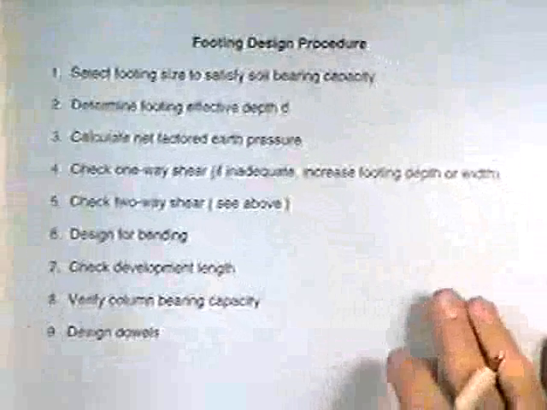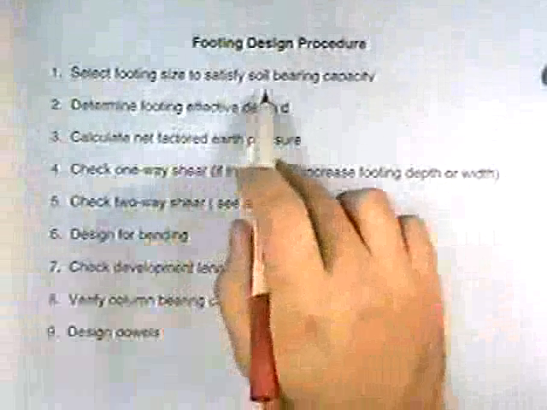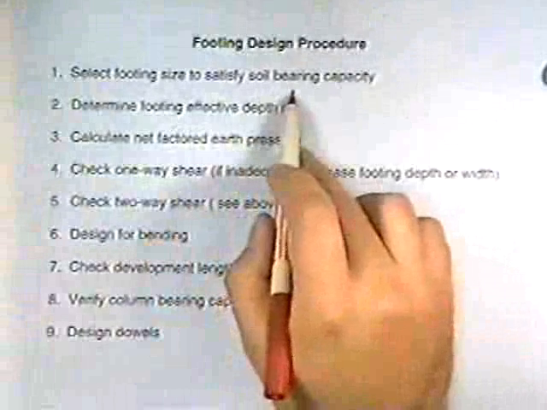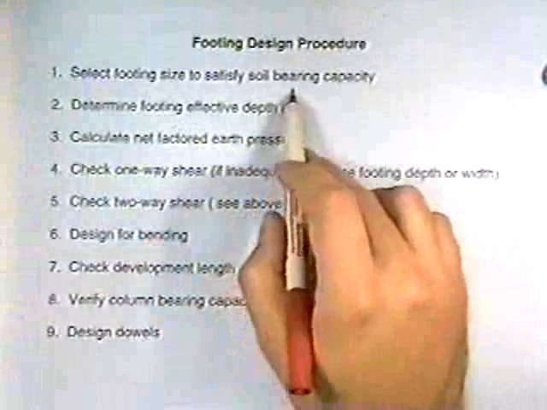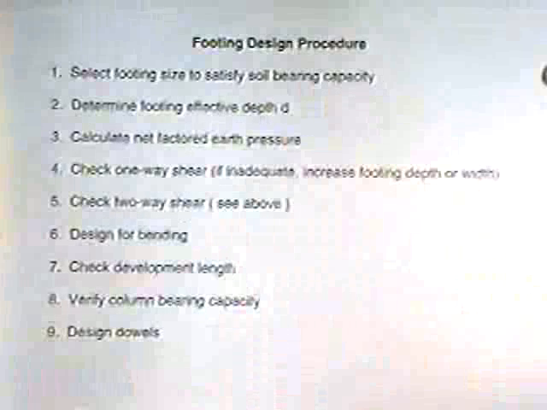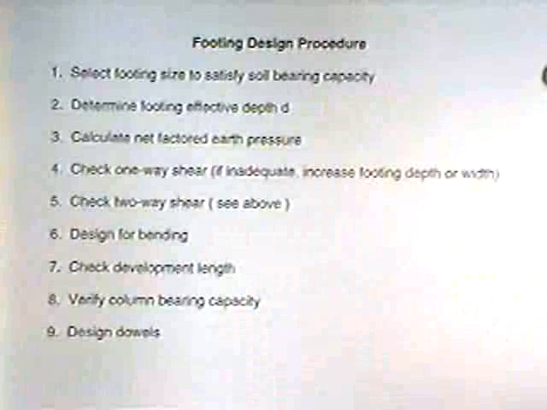Alright, so a quick procedure would be to select the footing size to satisfy the soil bearing capacity. So if you have an axial load on a column, you have to figure out, well, what size footing do I need? And remember, that bearing stress is going to be the axial force divided by the area of the footing itself. Okay? So you can select the size of your footing based on that requirement.